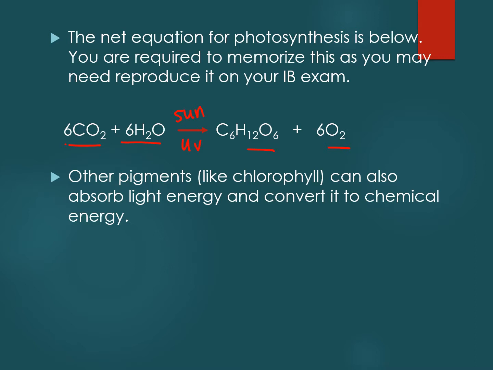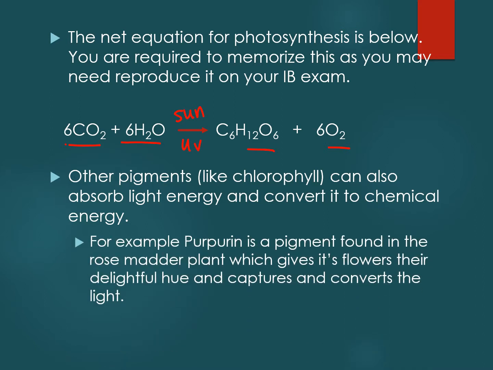Now, other pigments, like chlorophyll, can also absorb energy and convert it into chemical energy. So an example of that is purpurin. It's what gives rose madder plants, flowers, their hue, and it is what does the photosynthesis in them.